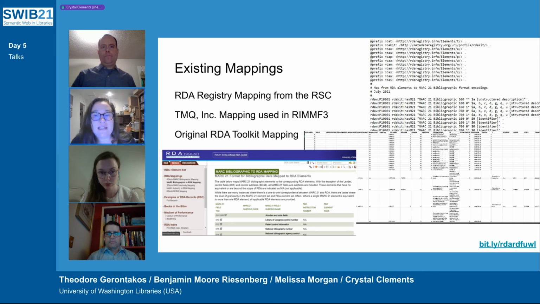We're basing our mapping on the existing RDA to MARC 21 mapping published in many formats by the RDA Steering Committee, the internal CSV mapping used in RIMMF 3, and the human readable mapping in the original RDA Toolkit. Each of these mappings is created with purposes slightly different from ours. Extensive human analysis is needed to combine them with the MARC 21 standard and the RDA/RDF ontology to create the mapping we need to bring our MARC 21 data into the RDA/RDF metadata ecosystem that we've built.